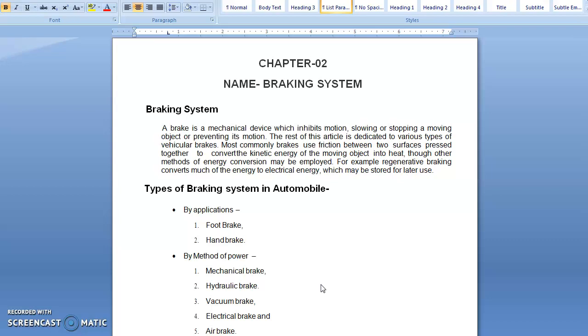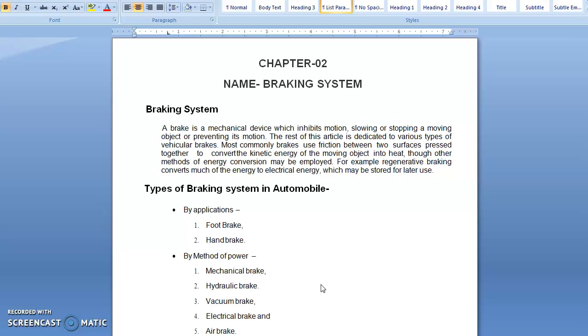In today's video, we are going to read about chapter number 2. The name of the chapter is braking system. So first of all, what is the definition of a brake? A brake is a mechanical device which inhibits motion, slowing or stopping a moving object or preventing its motion. That means, in simple words, to stop or slow down a moving vehicle, we need a braking system.